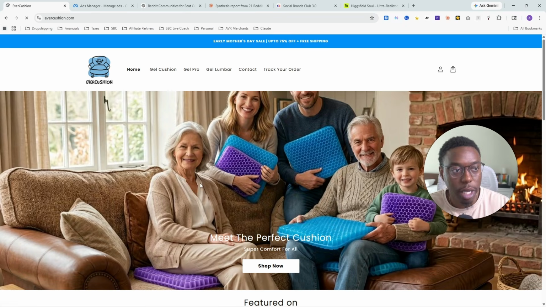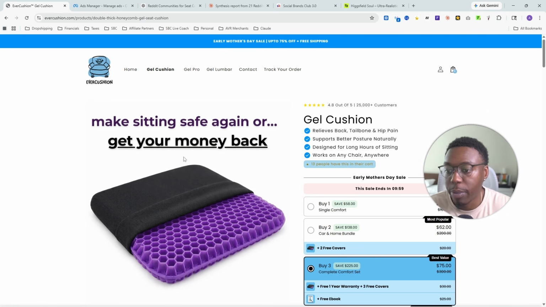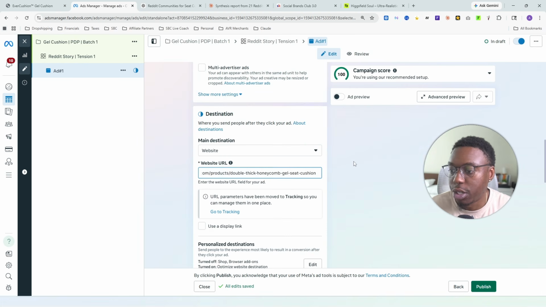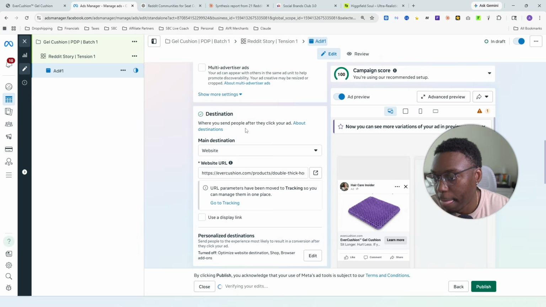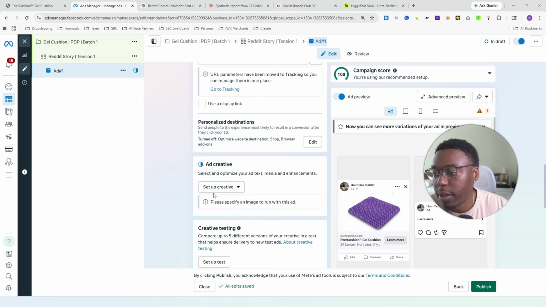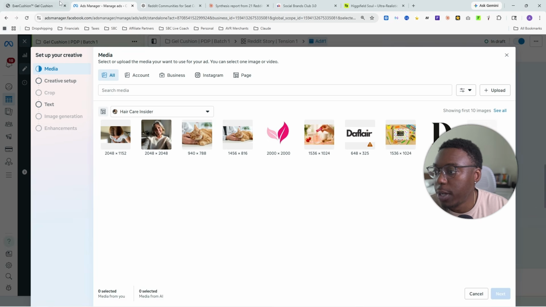So there's a home page here, right? We don't want to paste this page in. We want to paste the product page. We want to have less steps for that customer to make a buying decision. So we're going to copy this and then just paste it in just like that. Okay. And now we just got to upload our image and our long form copy. So to do that, under add creative, hit setup creative, hit image.